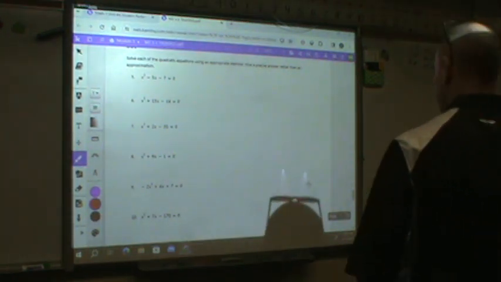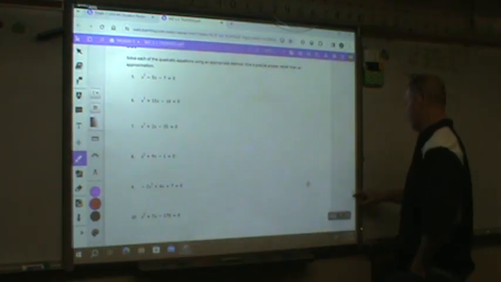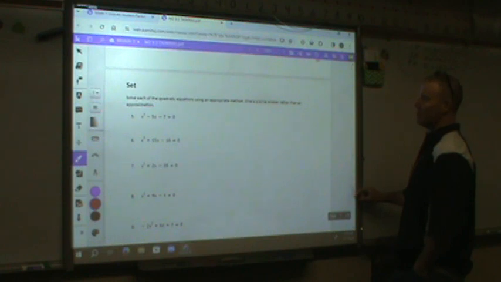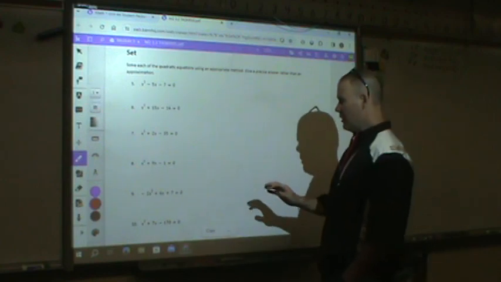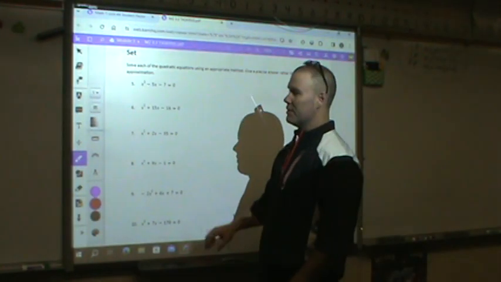Alright, this video is going to cover the 3.2 set. In this, it says solve each of the quadratic equations using the appropriate method. Give a precise answer rather than an approximation. So it wants a precise answer. Well, the focus is going to be on how do we know how to solve these.